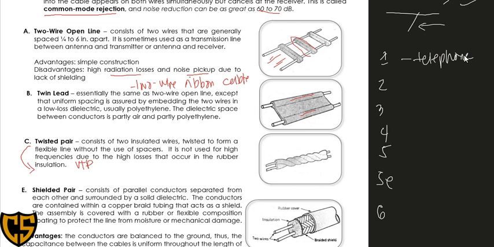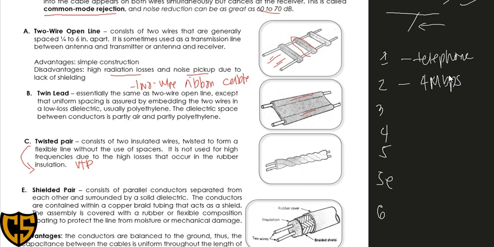Take note that Cat 1 cannot be used for the transmission of data. For Cat 2, of course, it is capable of transmission of data. But take note that the speed of data transmission here ranges only up to 4 Mbps. For Cat 2, 4 Mbps is the maximum possible speed of your data transmission.